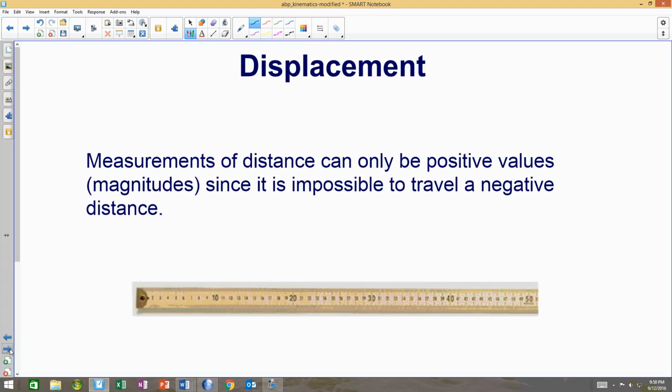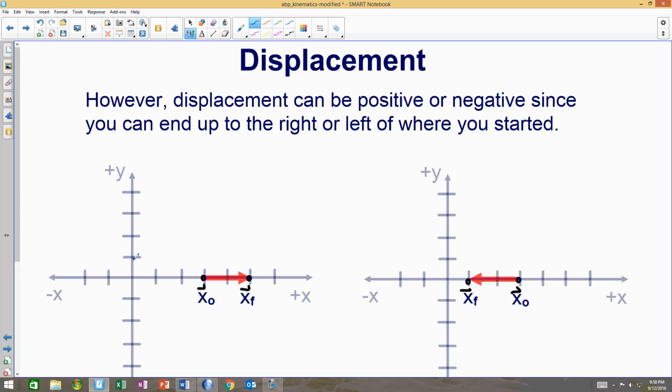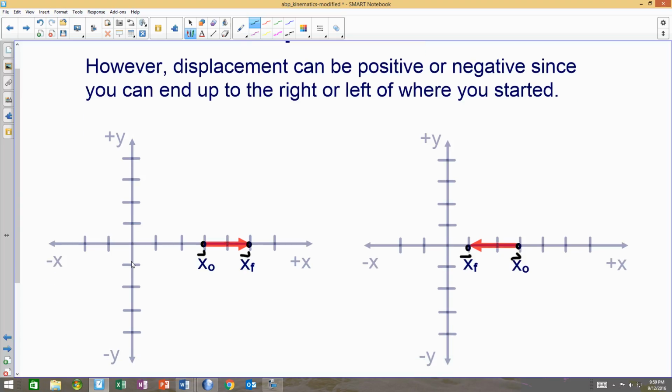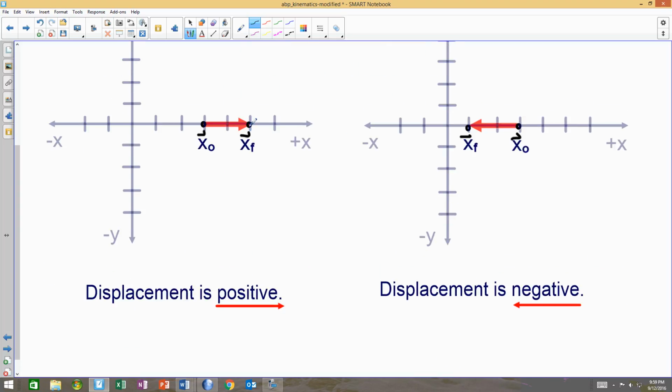Measurements of distance can only be positive values, or magnitude, since it's impossible to travel a negative distance. However, displacement can be positive or negative, since you can end up either to the right of the reference point or to the left of the reference point. So if we start here and end here, notice that the displacement is positive. If we start here and end here, notice that the displacement is negative.